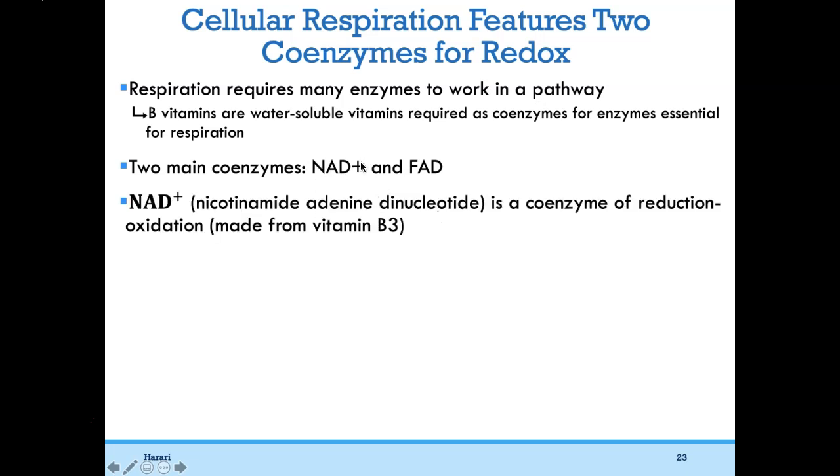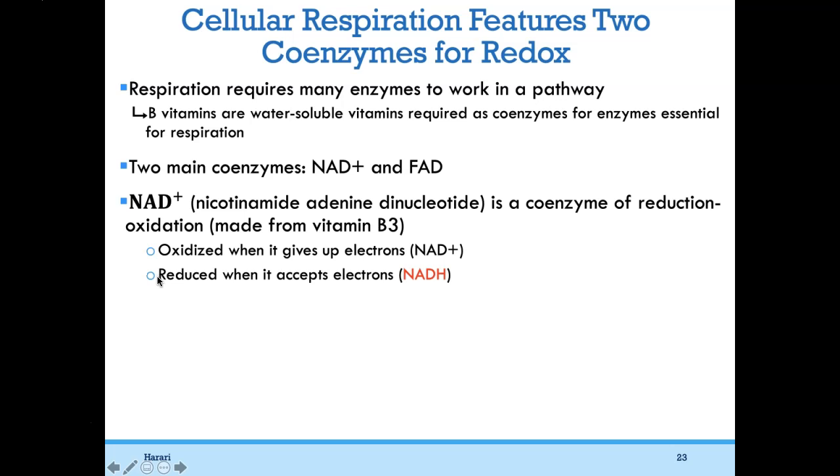NAD+ is a coenzyme that's made from vitamin B3. So that's why we need vitamin B3, for example, because NAD is made from that. And NAD+, I should say, is like the uncharged battery, right? This has no electrons. That's the oxidized form. But when it accepts electrons, it gets reduced into NADH, and that's our charged battery. Each NAD+ molecule can be used over and over again.